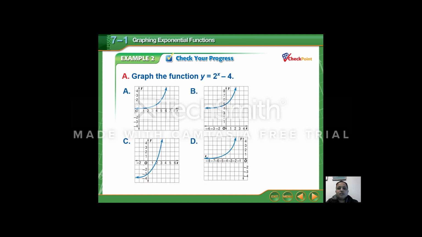Now if you look at this function, tell me what's the best option here? It's vertically shifted by 4 units down. So the answer is C. Okay, that's it for today. We are going to talk more on this in the next class.